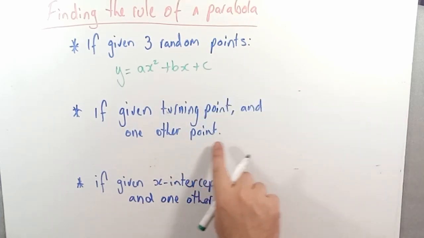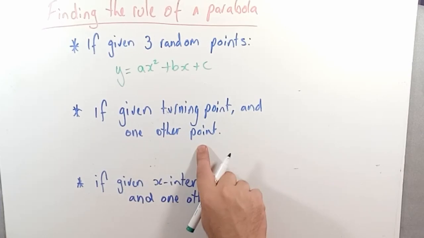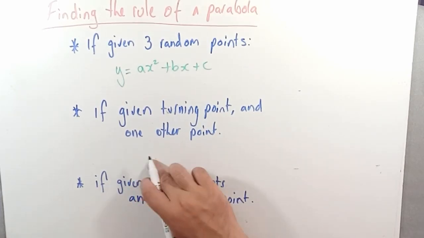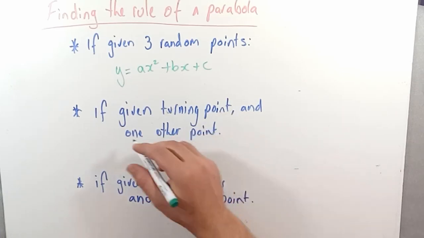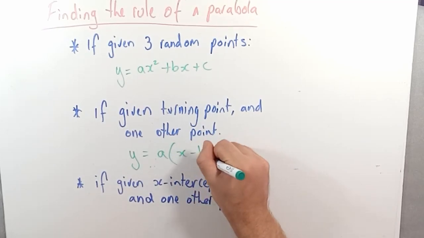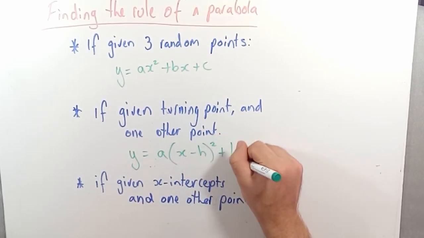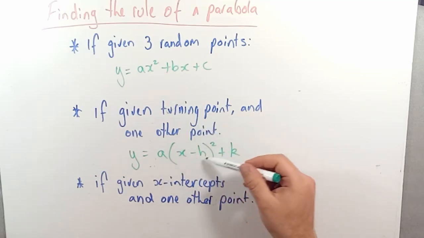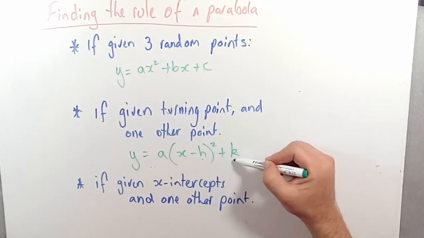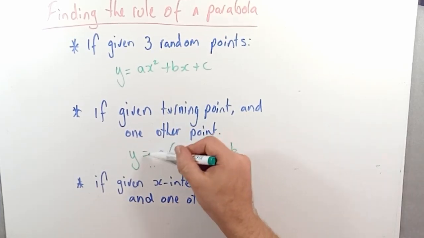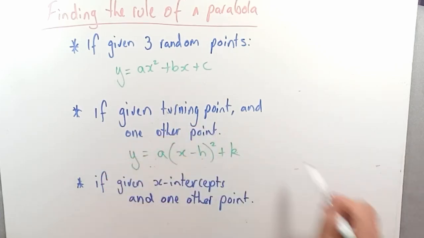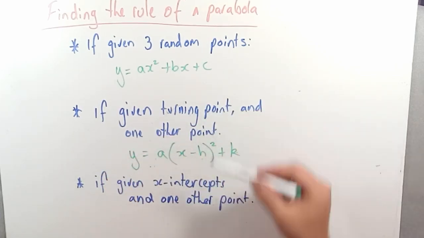If given a turning point and one other point, so if you know one of the points is a turning point and you're given one other point on the graph, you use y equals a(x minus h) squared plus k. You plug those points into this formula because you know what the turning point is, so you automatically get h and k for free, and then you just use the other point to solve for a. Much easier situation. So that's the form you use if you're given those things.